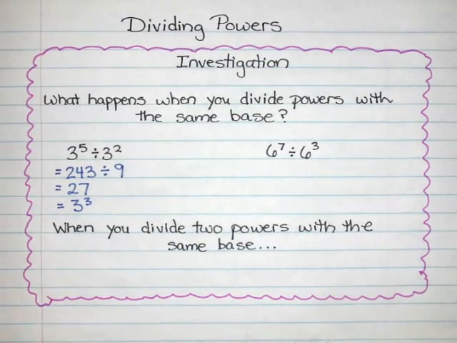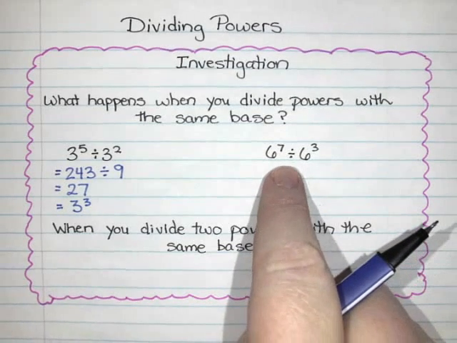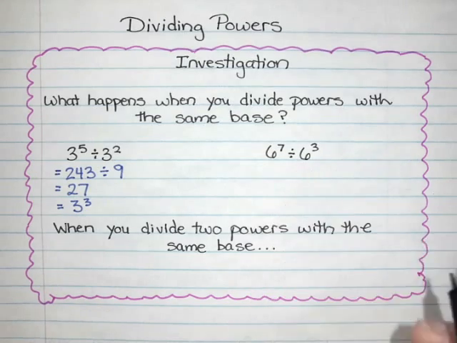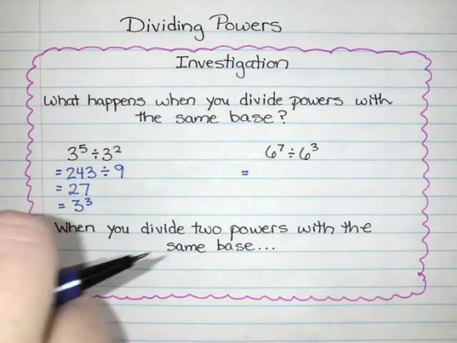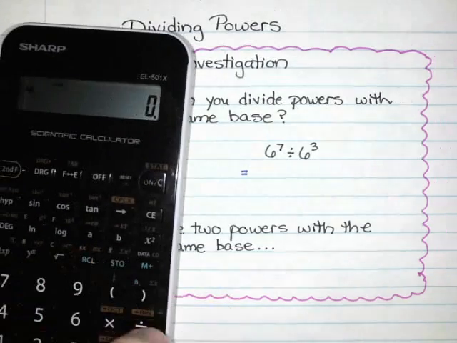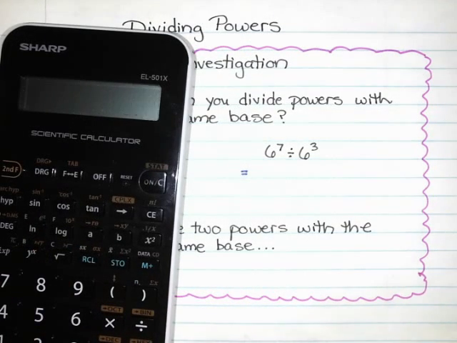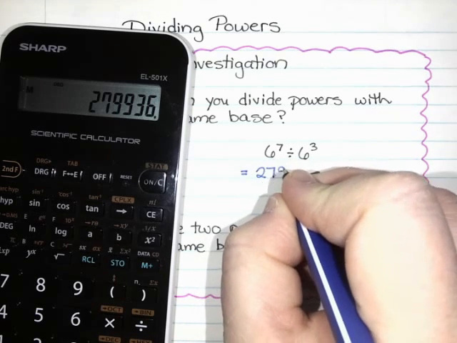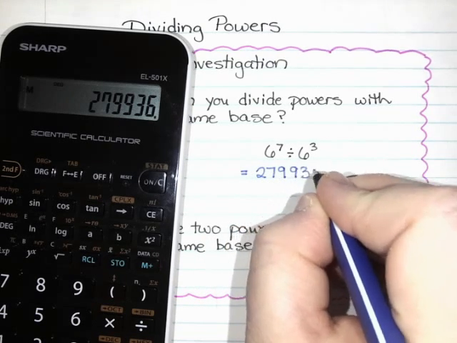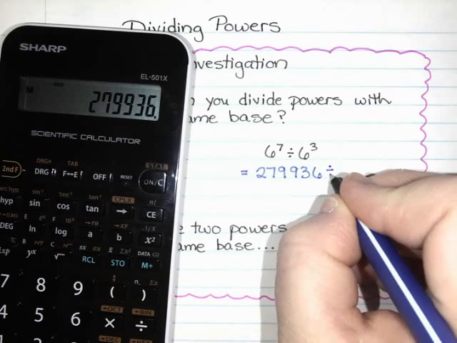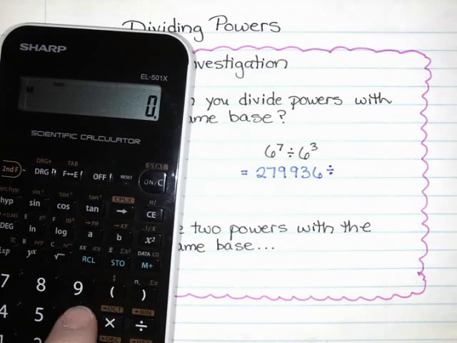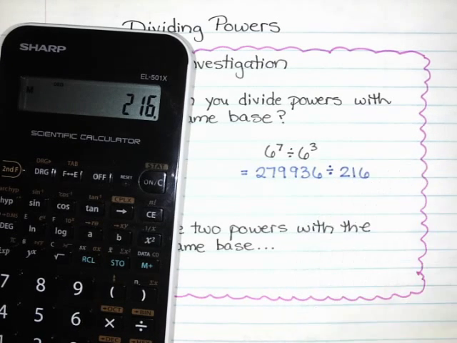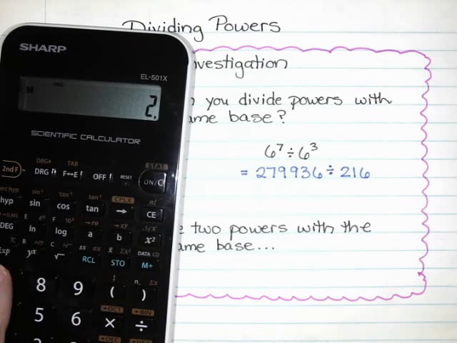Now I'm going to try the same idea, but with a different question. So I have 6 to the power of 7 divided by 6 to the power of 3. Once again, I'm going to use my calculator to help me do 6 to the power of 7, and I get 279,936. And then 6 to the power of 3 is 216.